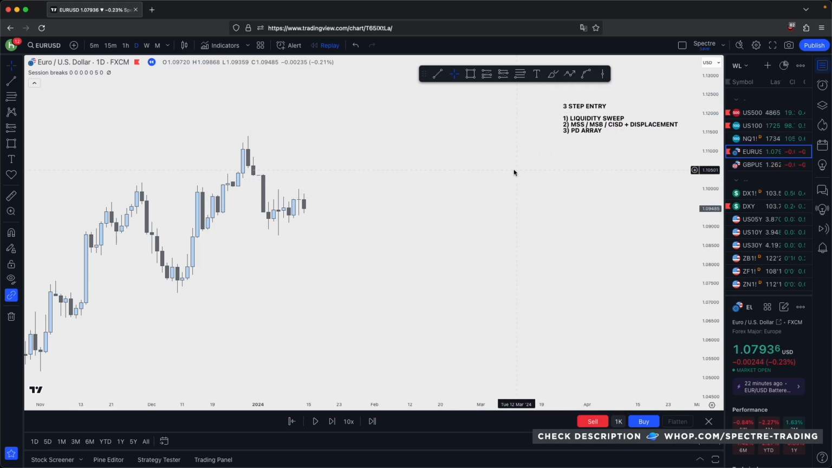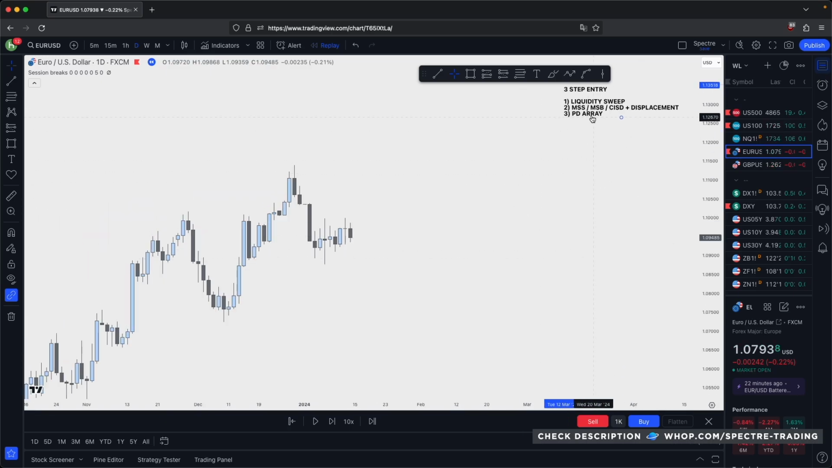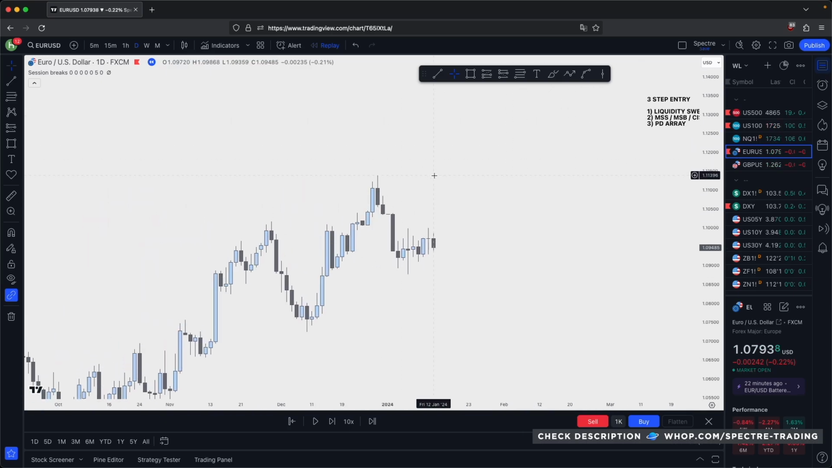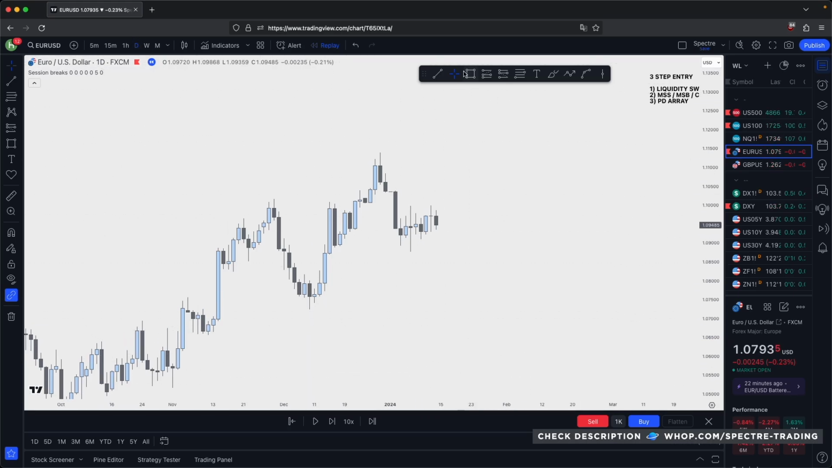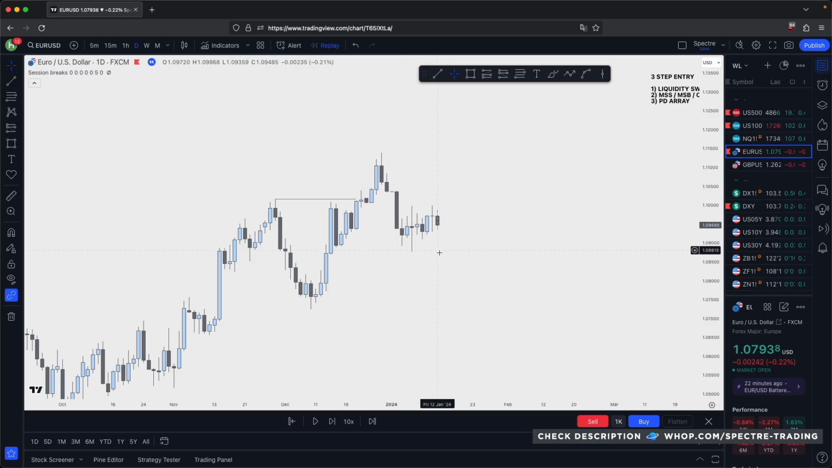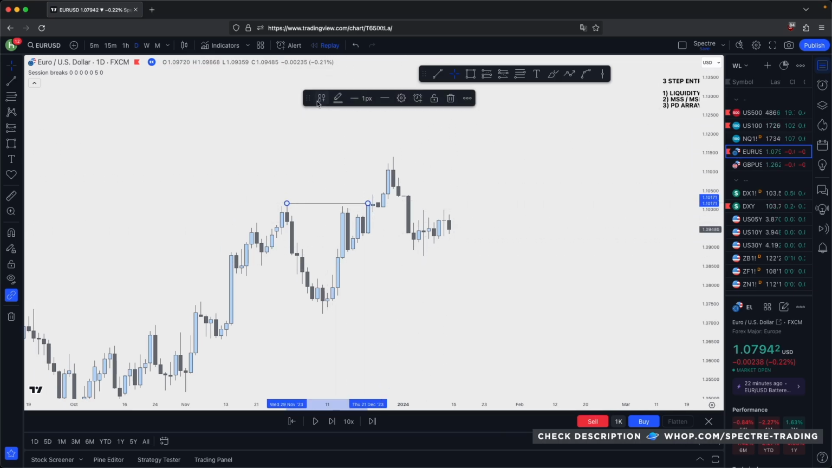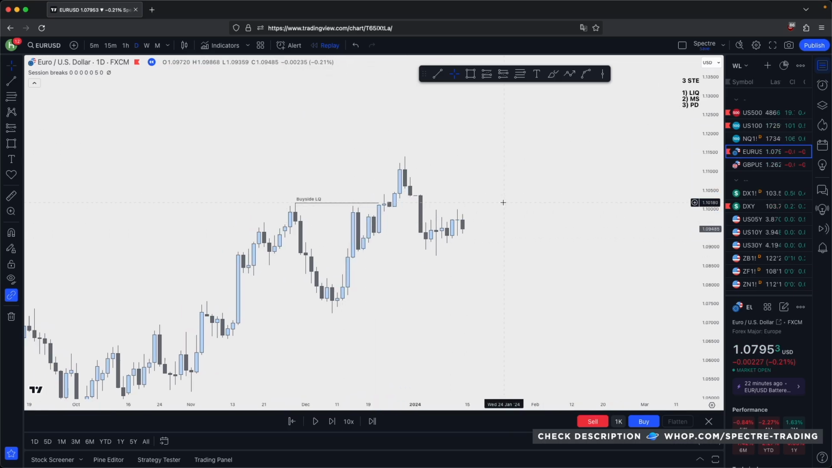This is a very basic model, but it opens a lot of possibilities for you to refine it into your own custom model. This you could use as the foundation. So let's get started with your 3-step entry. Starting with my top-down analysis, here we have the daily. Price is showing an aggressive bearish move lower after it swept this buy-side liquidity.